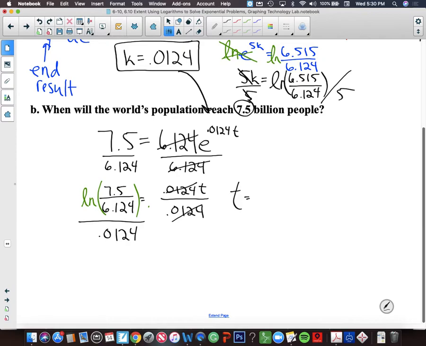So you take natural log of 7.5 divided by 6.124, close off your parentheses, divide that by 0.0124. And it takes us approximately, and you can round to the 4th place here if you want to, I'm just going to round to the 100th place, so that's the 2nd spot, 16.35 years. So it would take us a little over 16 years to get to 7.5 billion people. So that's how those problems work.